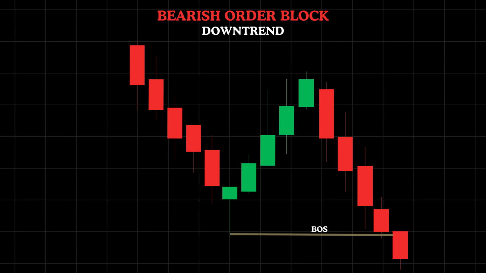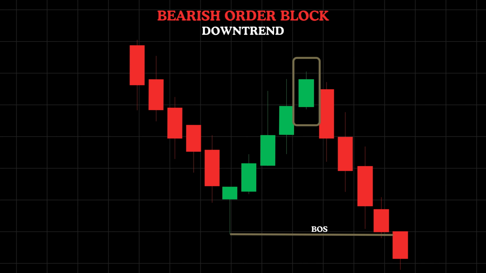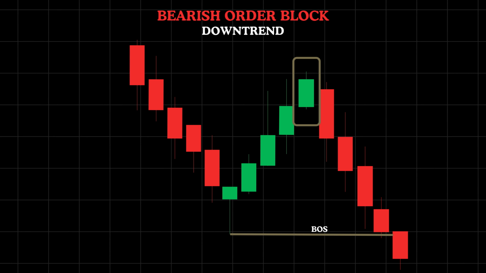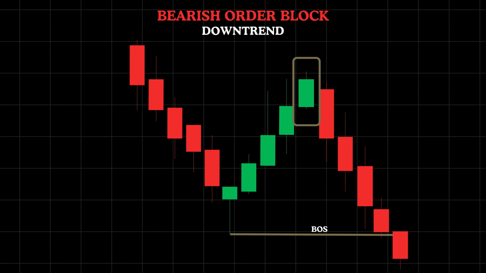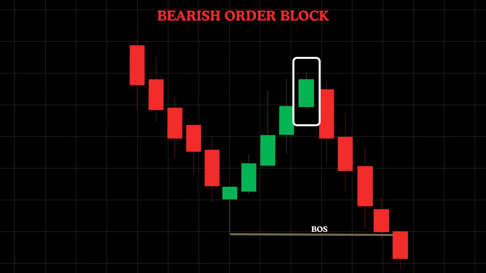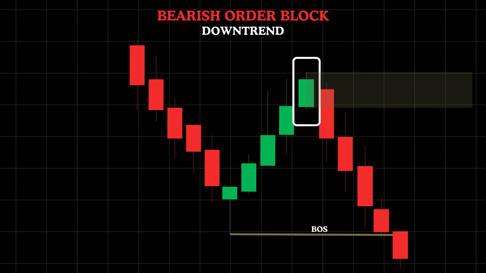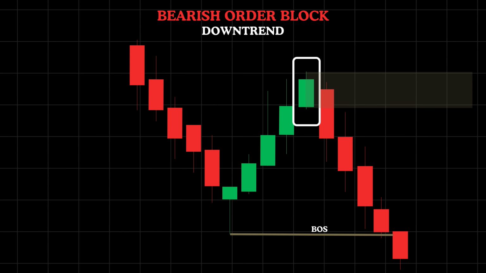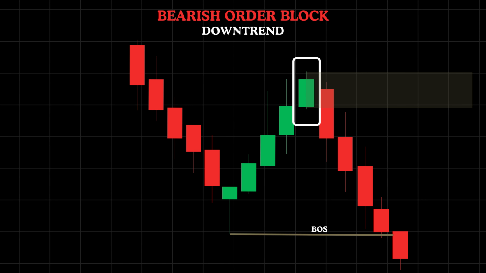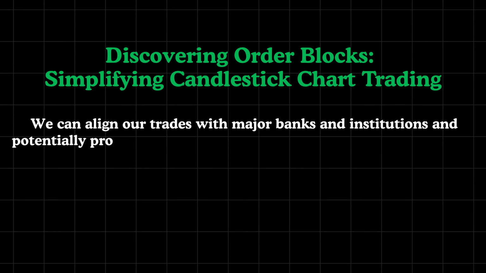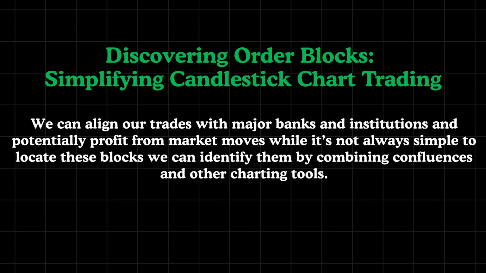To mark the bearish order block, identify the last green candle before sellers took control. In this scenario, that candle is the buying one. Simply draw the bearish order block from the candle's high to its low within a downtrend. This zone marks the bearish order block. Our main goal is to spot these blocks on a candlestick chart, so we can align our trades with major banks and institutions and potentially profit from market moves.